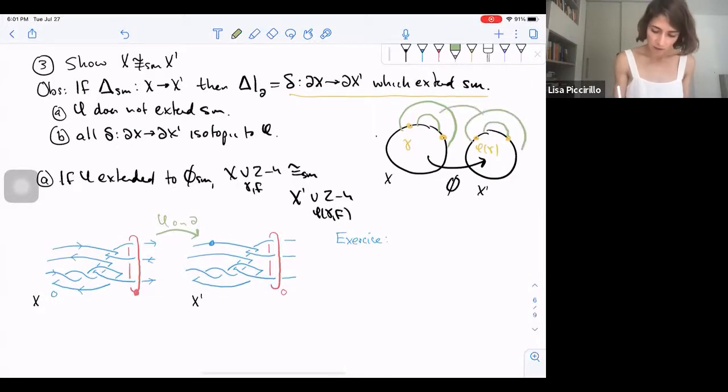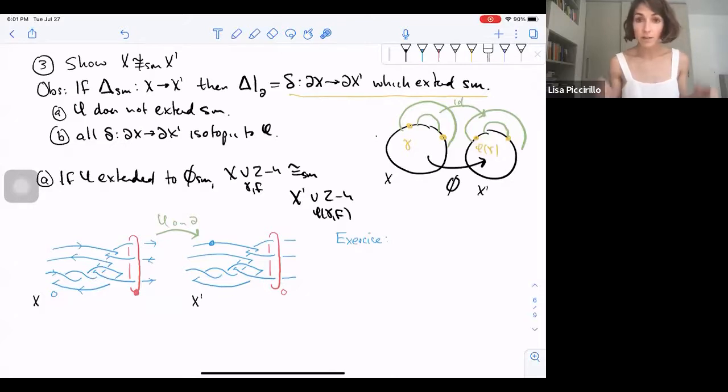And well, you can write down a diffeomorphism between these bigger manifolds, which is just going to be this phi between X and X prime, and something that looks like the identity up here on the handle. And because we adjusted our gluing information here, this will be a continuous diffeomorphism between these spaces. So, I mean, that's fine.